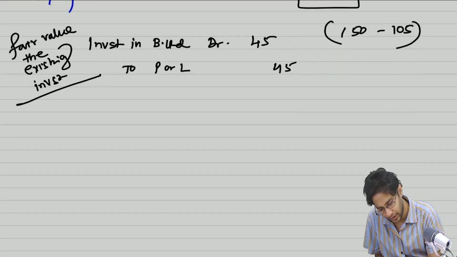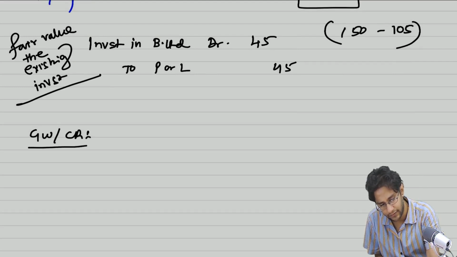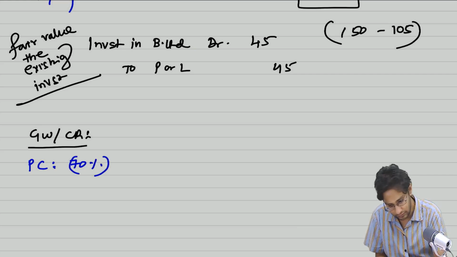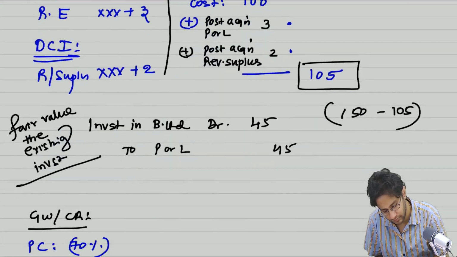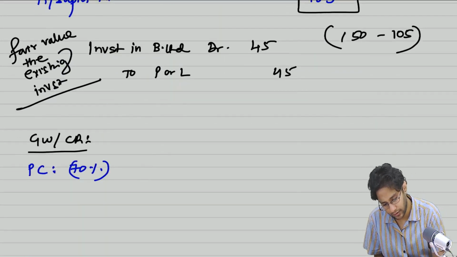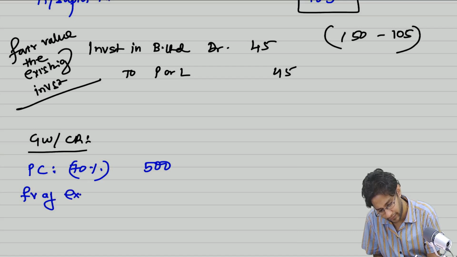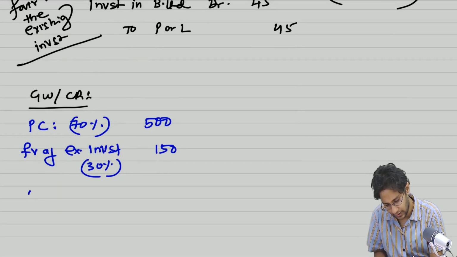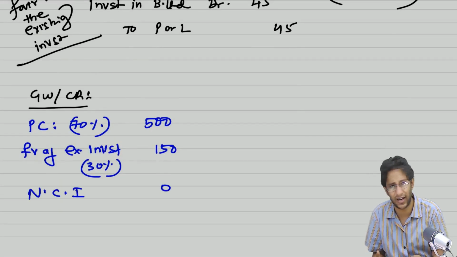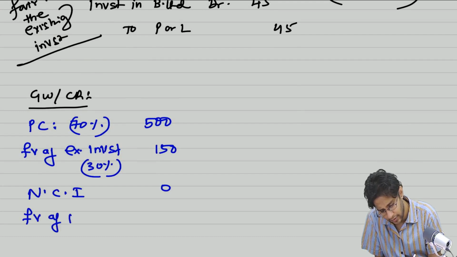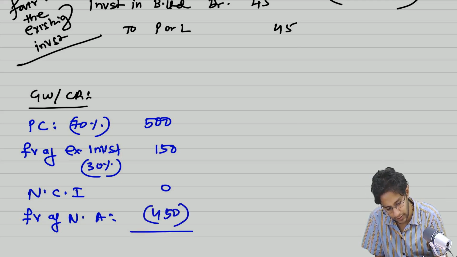Now what you will do is compute goodwill or capital reserve, now that a parent-subsidiary relationship exists. PC, what you paid for your 70% shares today, let us say you paid 500 rupees. Fair value of existing investment 150. NCI 0, for convenience I assume NCI 0. Fair value of net assets 450. So 200 rupees came as the number. This is goodwill.